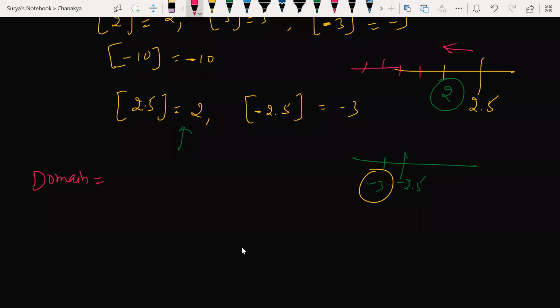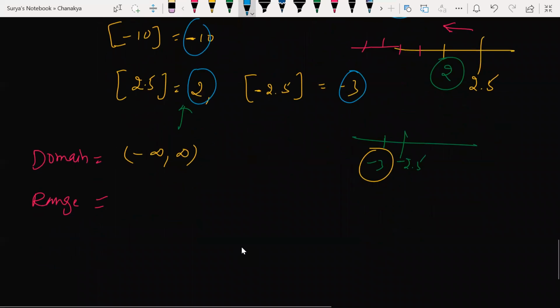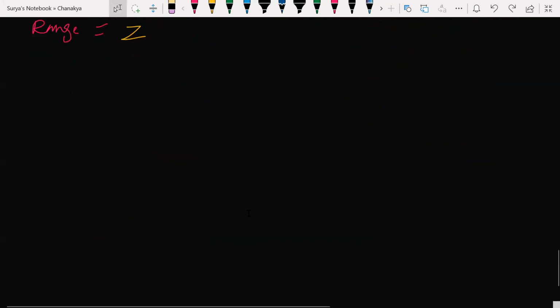Now domain. What is the domain? Domain is nothing but what values of x you can give here. Any value I can give, minus infinity to infinity. What is the range? After giving any real number, what are your possible outputs? 2, -10, 3, -3. What are all these? Set of integers or not? So can I say simply Z? Z is nothing but the set of all integers. Isn't it? Yes or no?